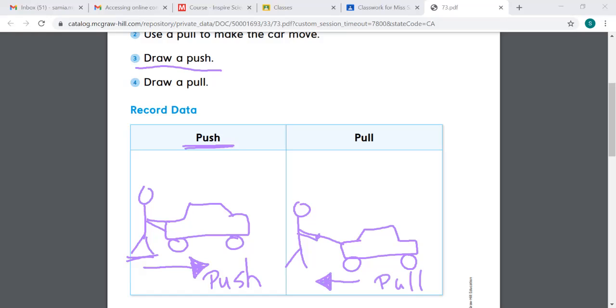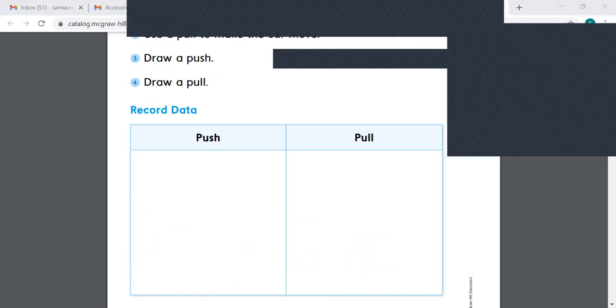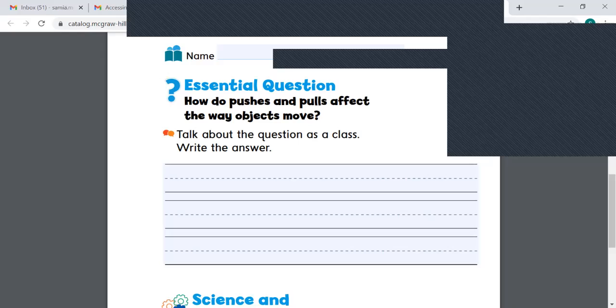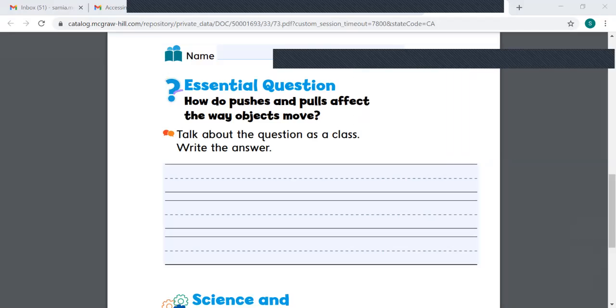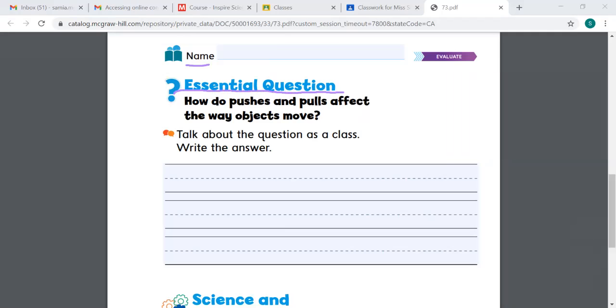So make sure you have your name and the date on your paper. And we are going to go to the next page, which is 13. Let's go to page 13. We are on page 13 now. Let's read our essential question. All right, before we do that, make sure you write your first and last name and the date on your paper. I want to see how nice you write your name.